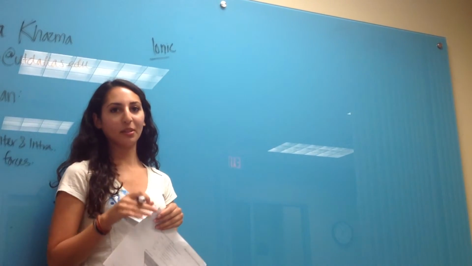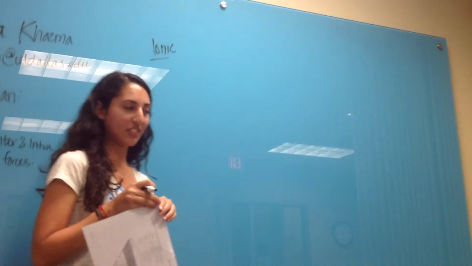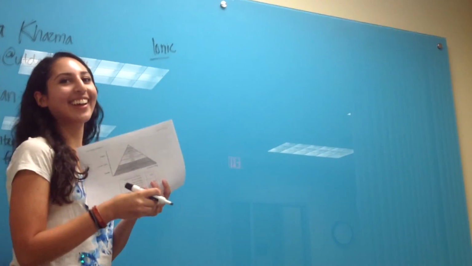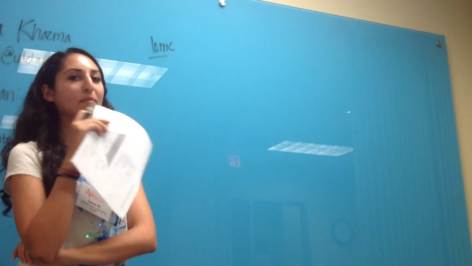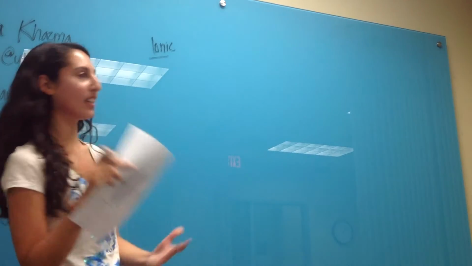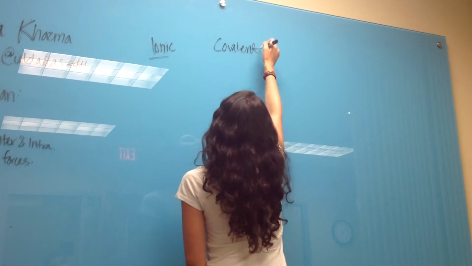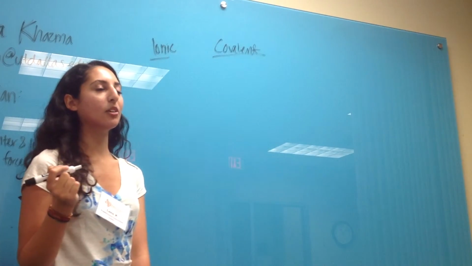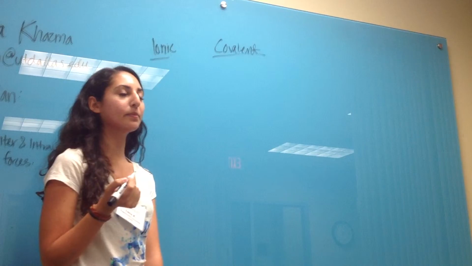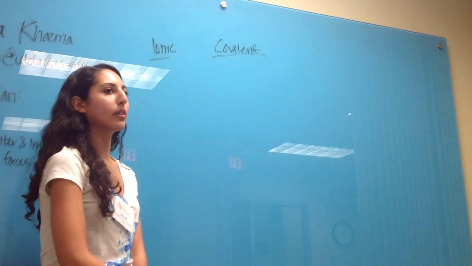So it's ionic. We talked about another one, covalent. And there's one more, polar. Polar is just something that you classify a molecule in. So ionic can be polar, and covalent can be polar.